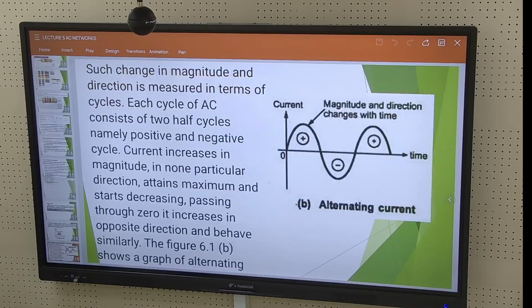You can see such change in magnitude and direction is measured in terms of cycles. Each cycle of AC consists of two half cycles, namely positive and negative cycles. Current increasing in magnitude in one particular direction attains maximum and starts decreasing, passing through 0, then increases in the opposite direction and behaves similarly, as you can see in figure 6.2.